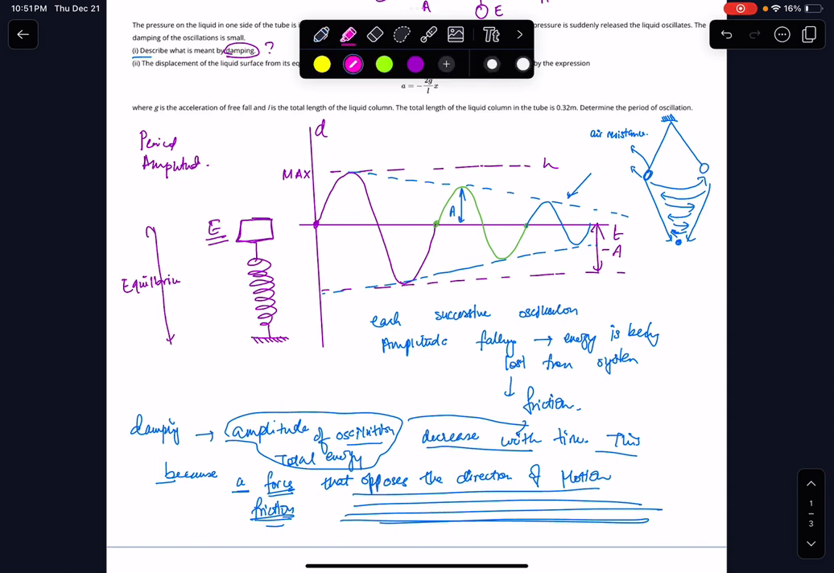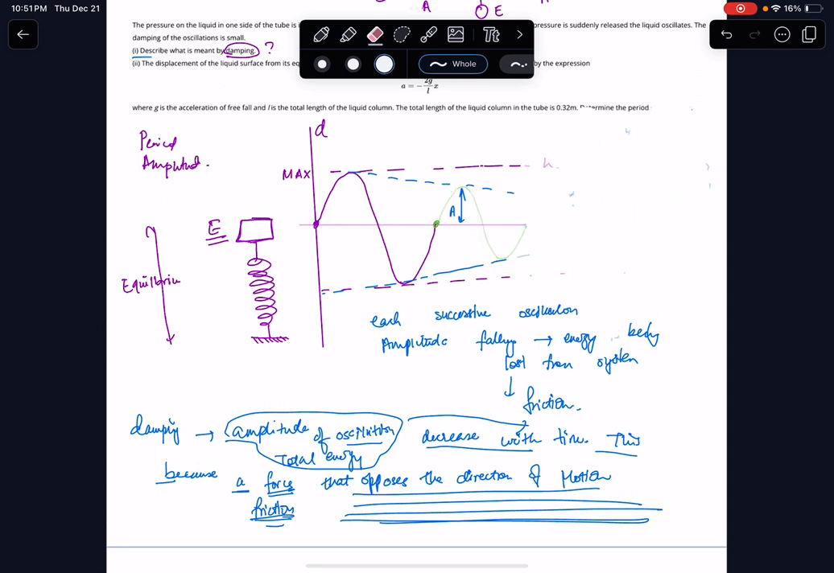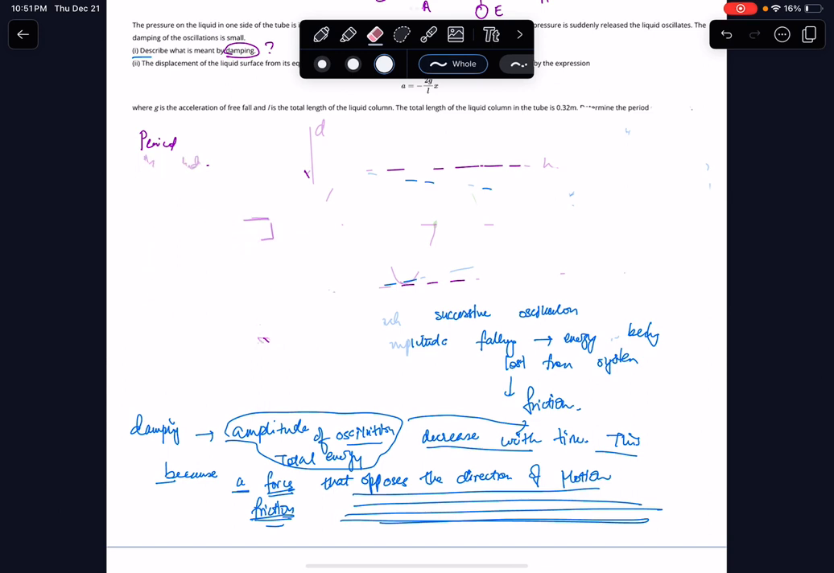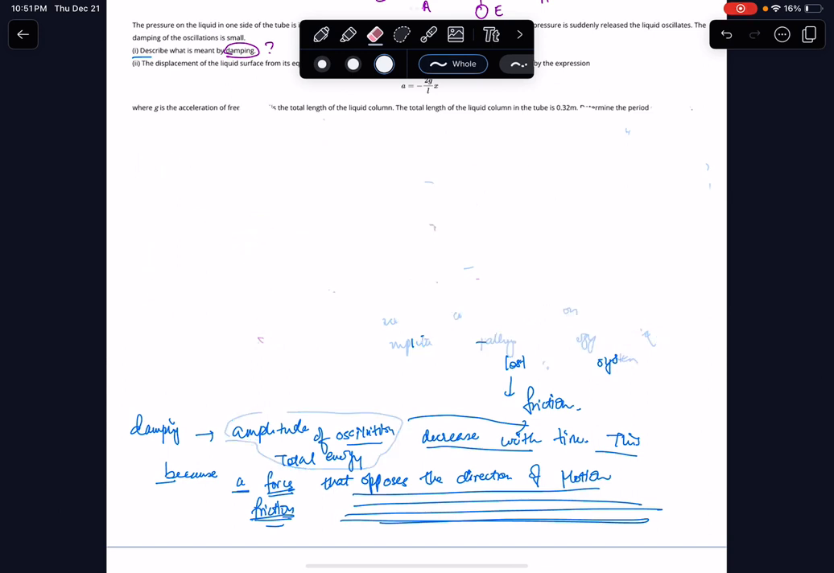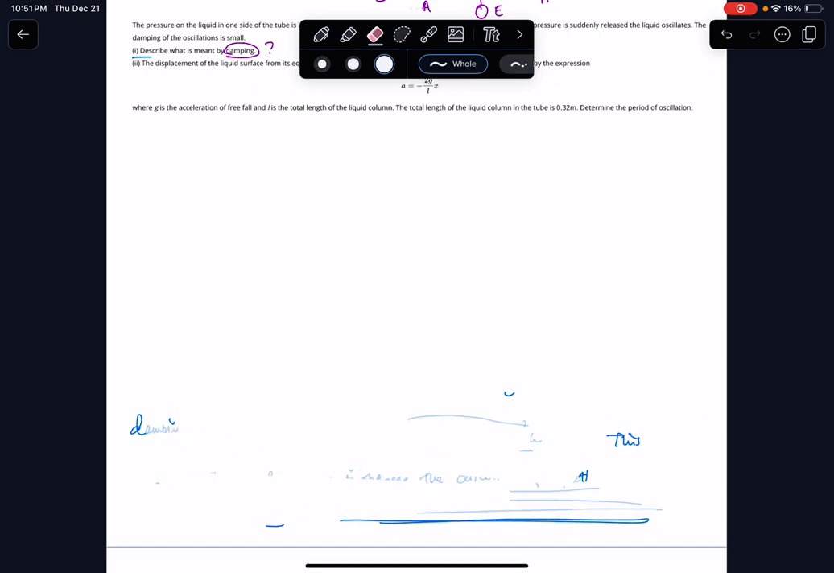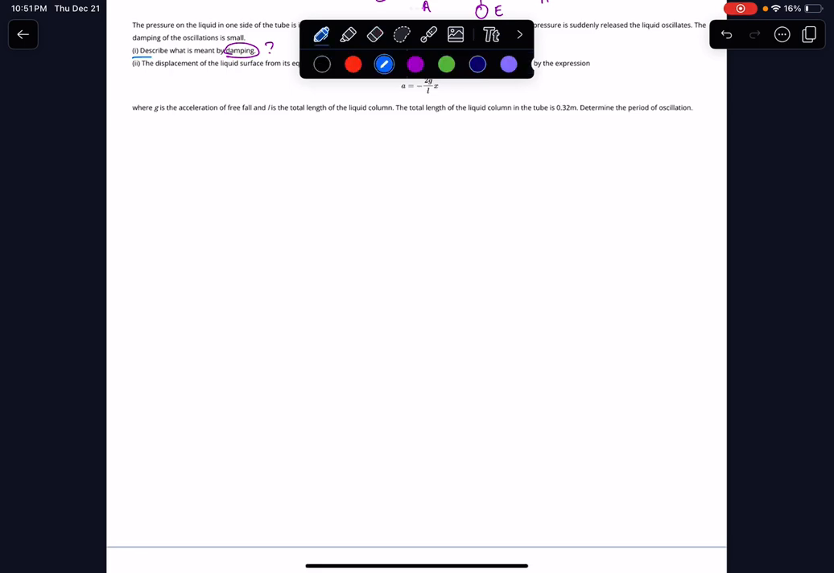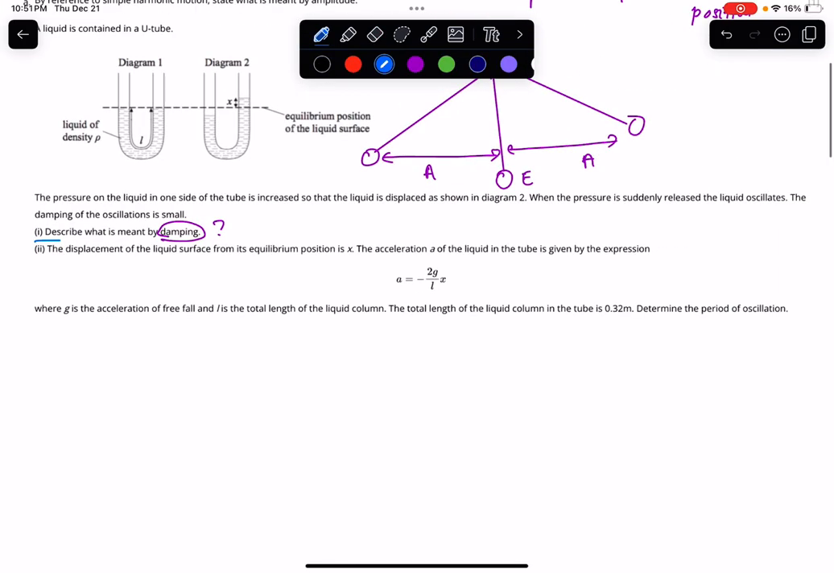Now I'm going to be erasing all this, and if you want to copy it down, you can rewind the video, pause it and copy all this down. Now that we're done with part A and part B, part 1, we can look at part 2. Just to summarize damping, the amplitude is going to fall, and it falls because of a friction force.